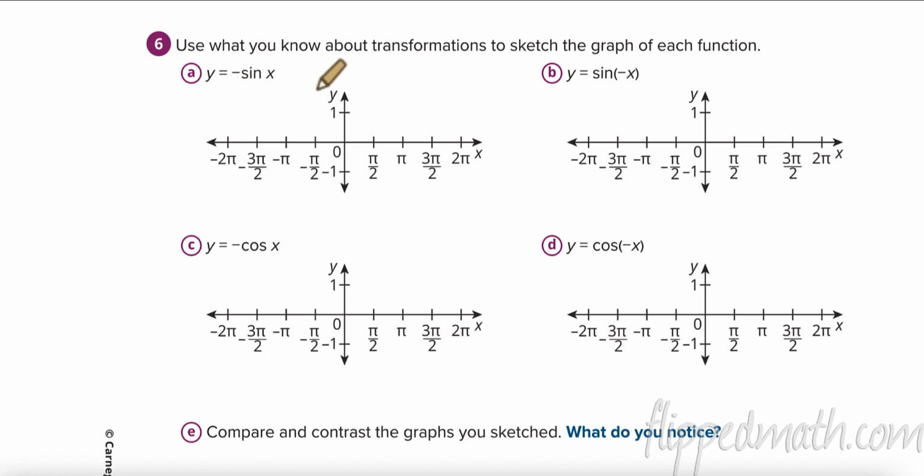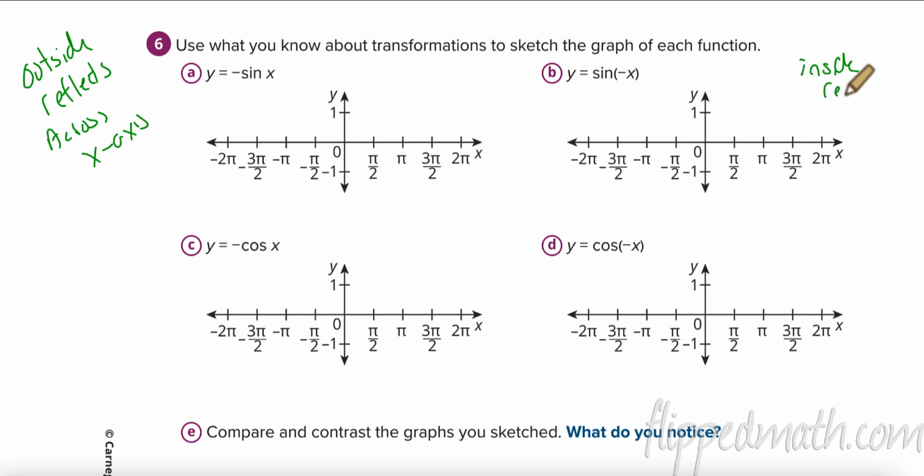Negatives, right? Multiplying by a negative on the outside. Outside does what? Reflects across the x-axis, right? Multiplying on the inside reflects across the y-axis. So left to right, up to down, whatever, right? Up to down. Let's take a look and see what happens. These are kind of trippy.